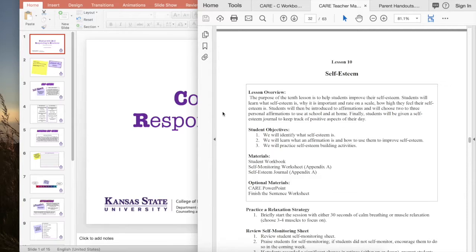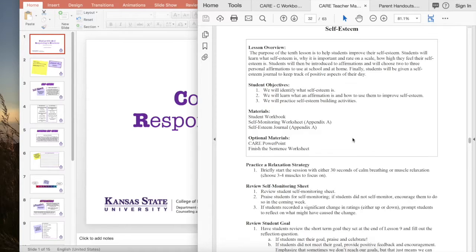We're going to start by looking at the lesson 10 lesson plan in the teacher manual. And you might notice here when we look at our materials, as always, students are going to need that student workbook they've been working out of. They're going to need their self-monitoring worksheet where they've been rating that identified situation every day, and then they're also going to need a self-esteem journal, and you can find that in Appendix A of the teacher manual. So make sure you have a printed copy of that self-esteem journal for each student in your group.